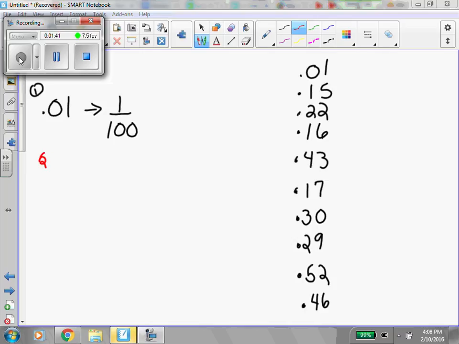Number two, the second one, which happened to be Meredith's time, she had 0.15 or 15/100ths. You write that as a fraction as 15/100ths, but you can simplify this. And you use your divisibility rules. And we discovered that 5 can be divided into 15 and 100. So 15 divided by 5 is 3, and 100 divided by 5 is 20. So your answer is 3/20.